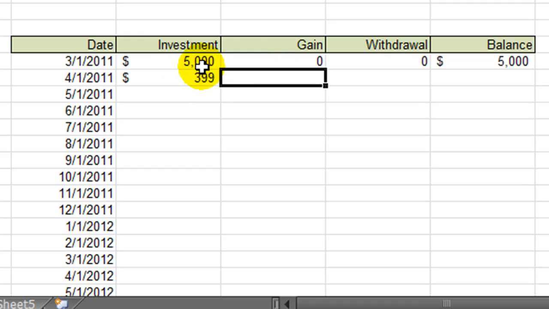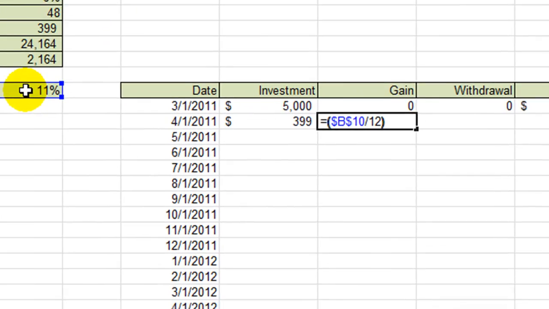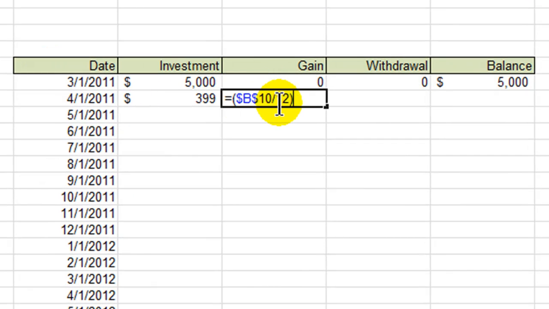There we go. Now we can do something interesting with gain, okay? Because remember, we've already put in $5,000. Now we've got $399 in there. So let's do this. The gain in month 2 is going to be equal to the cell containing our annual rate of return. I'm going to make that an absolute reference since many cells are going to refer to it, divided by 12. Okay, so my annual return divided by 12 is my monthly rate of return.